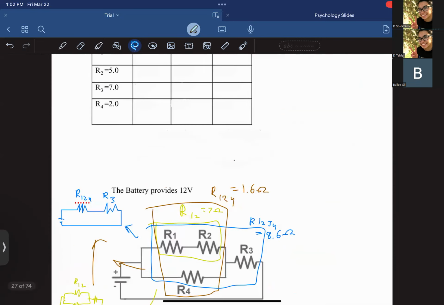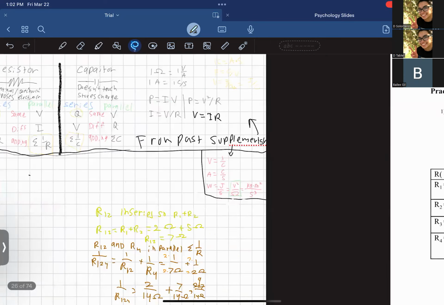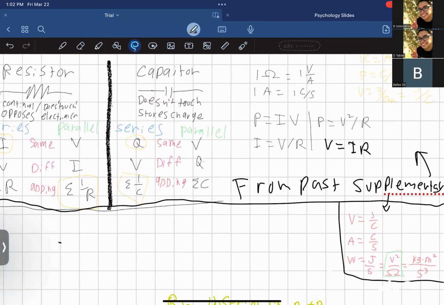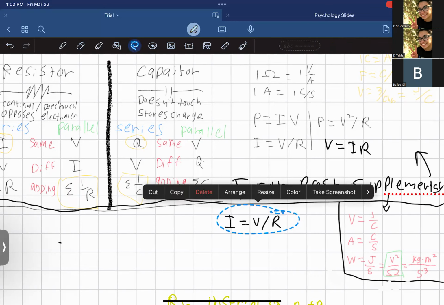Now we've got the resistors, and now we can go ahead and start solving for things. So we have these equations up here, I equals V over R, and P equals IV. I think we'll mostly be dealing with I equals V over R, or technically V equals IR, and then you rearrange it, but either one works.